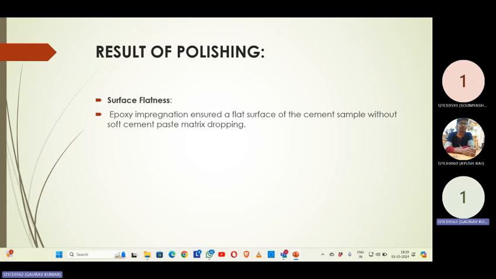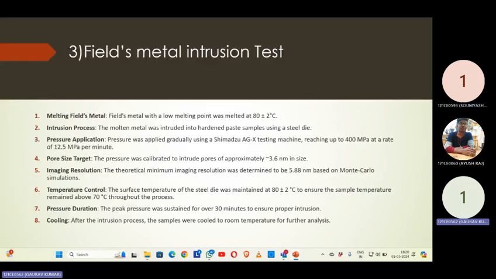Hello. Thanks, hello, Ayush. So, Soumya, now I'll be discussing the Field's metal intrusion test. Next slide, please.